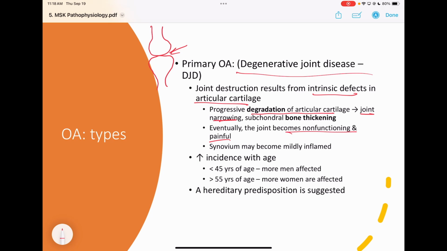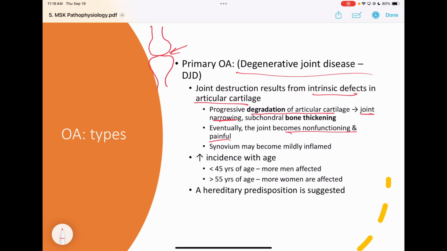Synovium may become mildly inflamed, but remember that DJD, osteoarthritis, is mainly a disorder of the bone and the cartilage, not the synovium. Rheumatoid arthritis, which we'll learn about next, is a disorder of the synovial membrane.